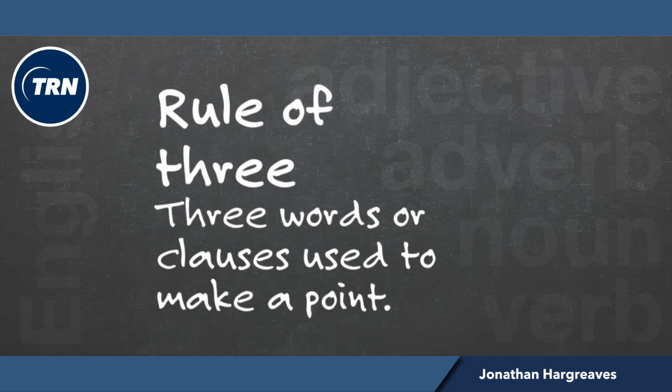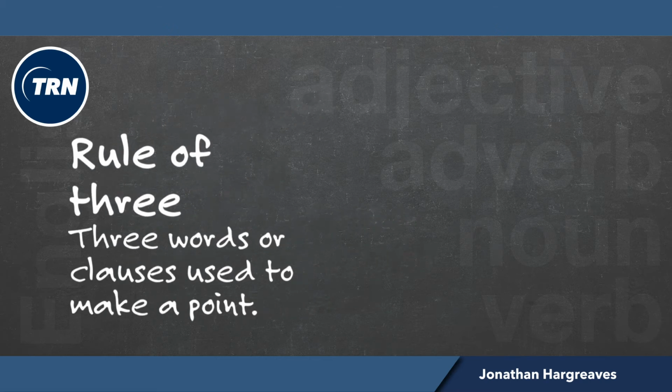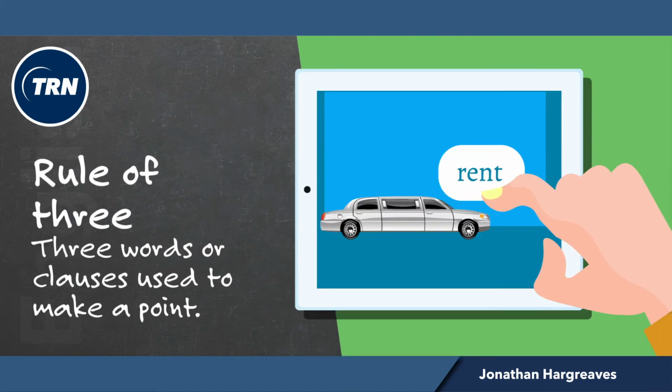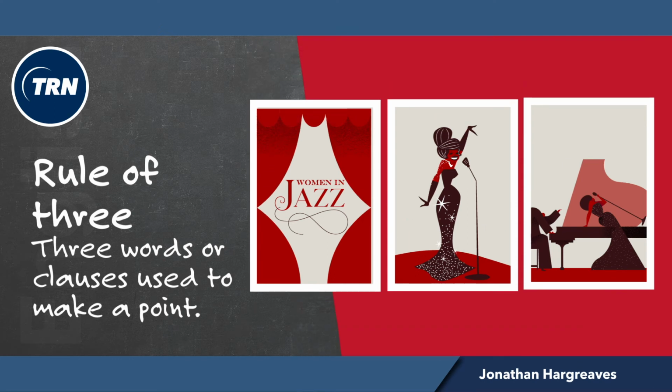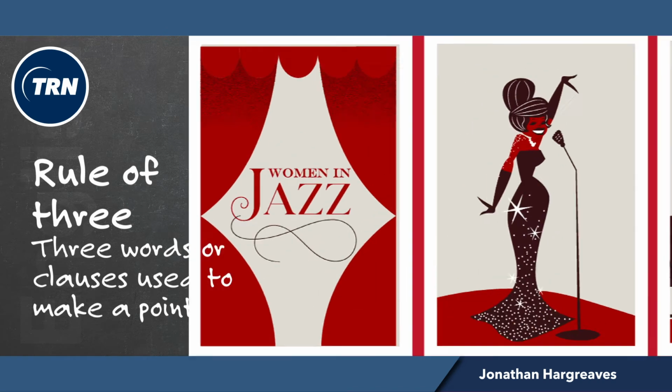A rule of three is where three words or clauses are used to make a point, especially when we describe something. Faster, cheaper, longer. If you love good music, good food and cool fashion, you'll love the show.